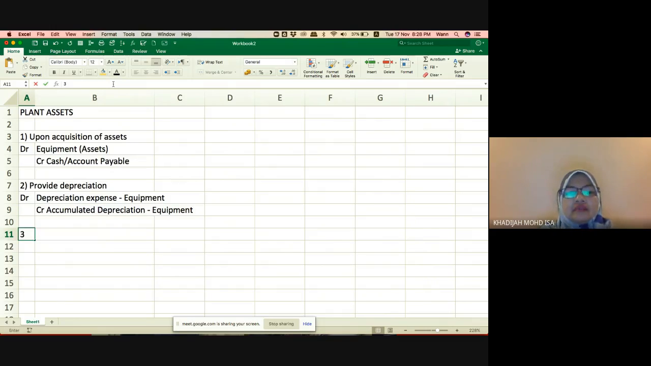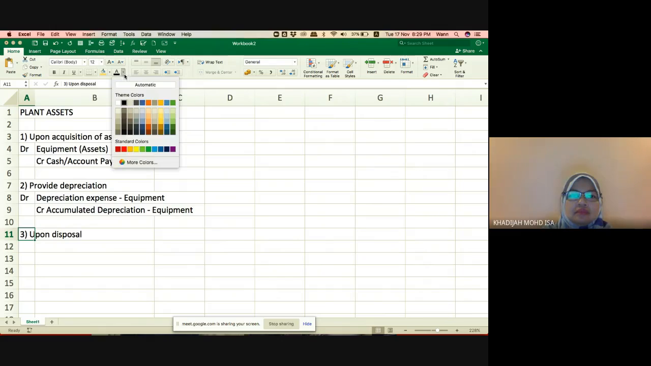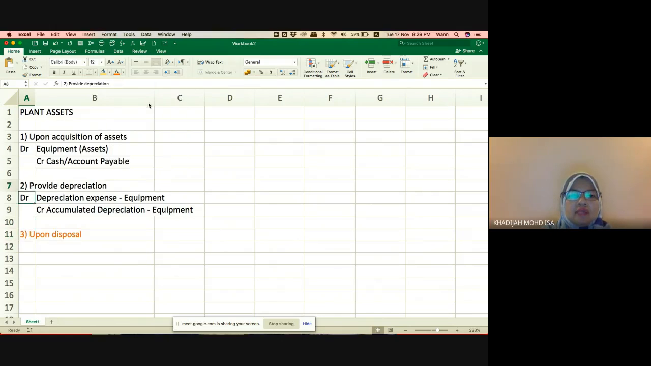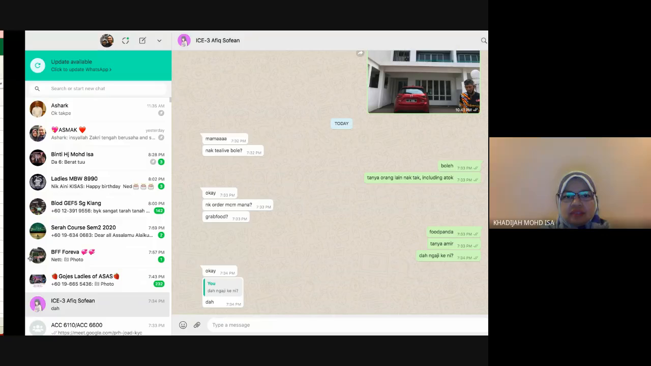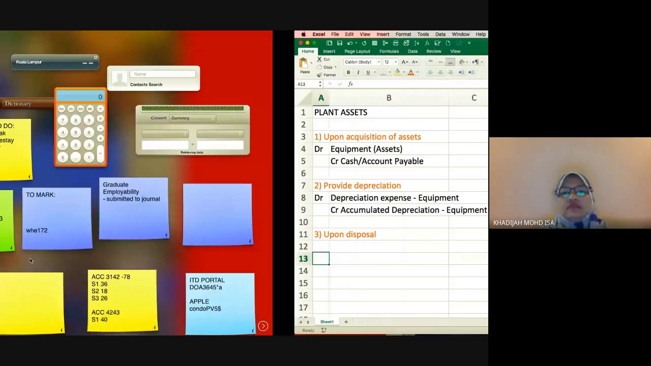Number three is upon disposal. So this one is the most challenging. Why did I say most challenging? Because there are many more entries to do. Okay, upon disposal, I will put that into several parts. If you look at here, hold on.